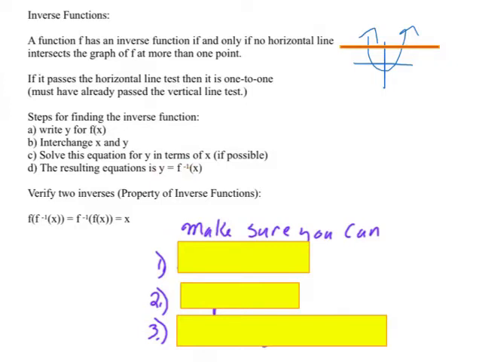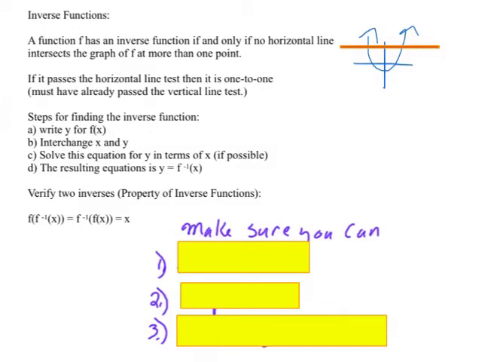Now, don't stop there. Yes, you have found the inverse of the function, but we need to prove that they are inverses. So you're going to use the composition of functions to prove it. You're going to plug your inverse function into your function, and then plug your function into your f inverse function, and verify that both of them equal x. And if that's the case, then they truly are inverse functions.